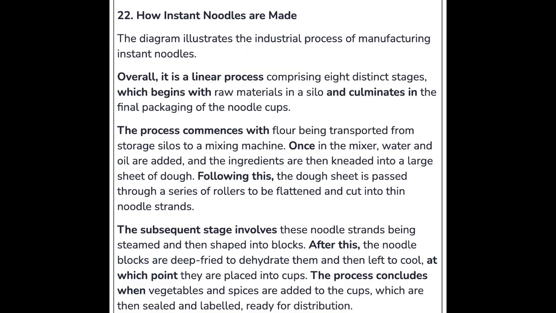After this, the noodle blocks are deep fried to dehydrate them and then left to cool, at which point they are placed into cups. The process concludes when vegetables and spices are added to the cups, which are then sealed and labeled, ready for distribution.